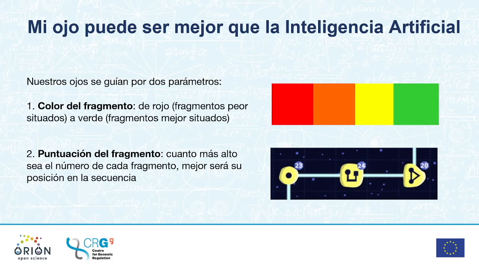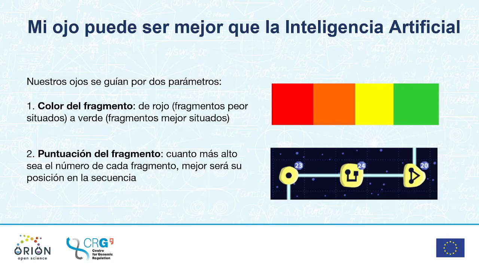However, it may happen that we reach configurations where all the fragments have the same color. In this case, we can use the score associated with each brick. The higher the number, the better the position of the fragment within the sequence.